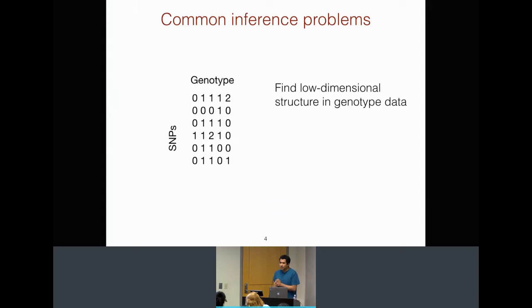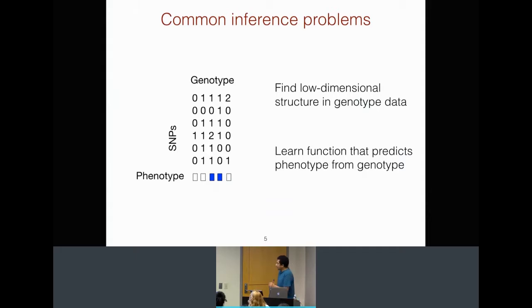So one problem I'll talk about is finding low-dimensional structure in genotype data. And the second one is, now we not only have genotype data, we also have traits, we have phenotypes on these individuals. And we'd like to learn some function that links genotype to phenotype. And Jahan's previous talk was also getting to this point. So let's talk about the first problem, which is finding low-dimensional structure.